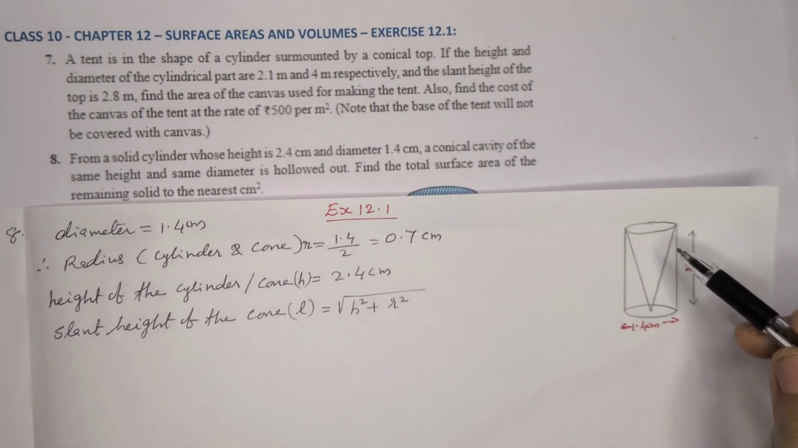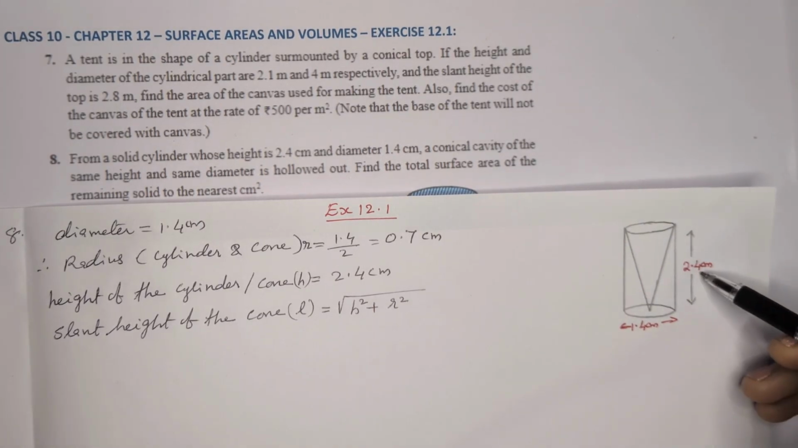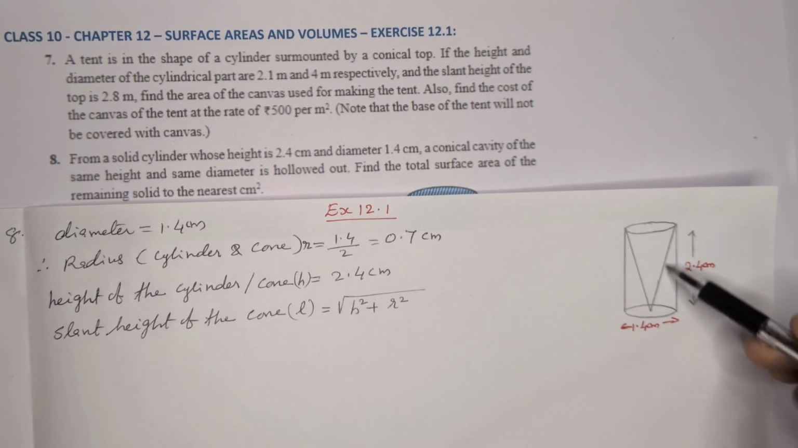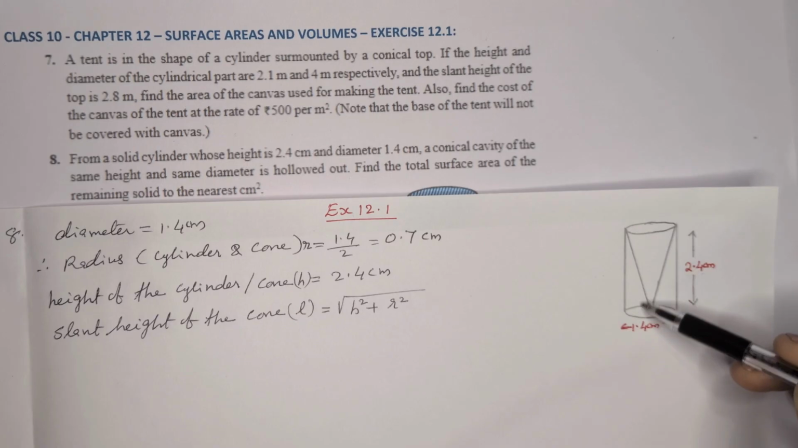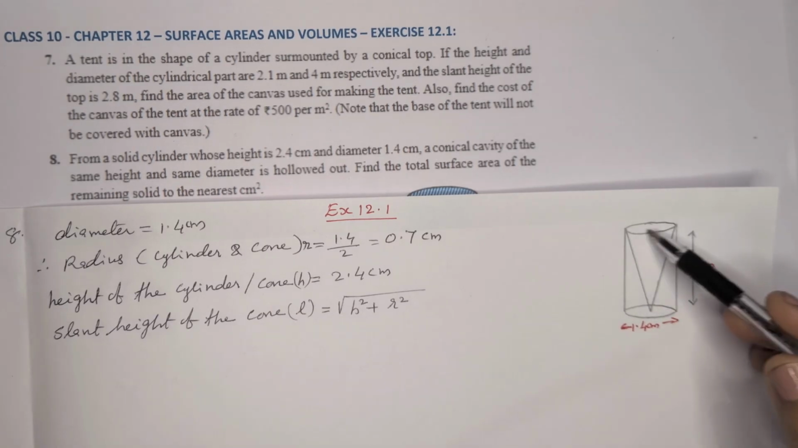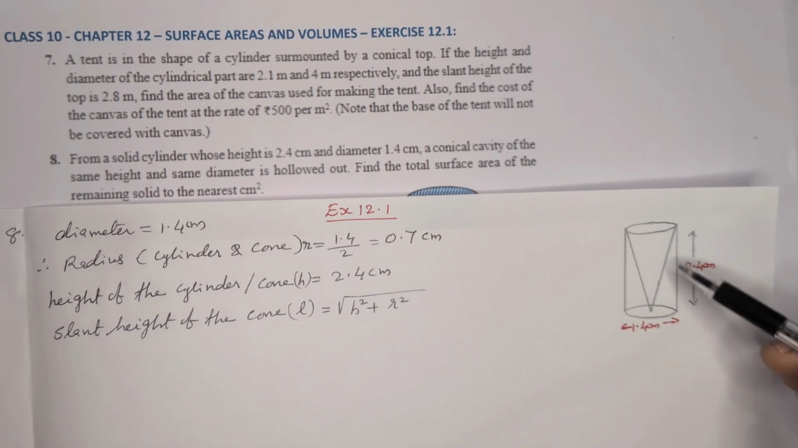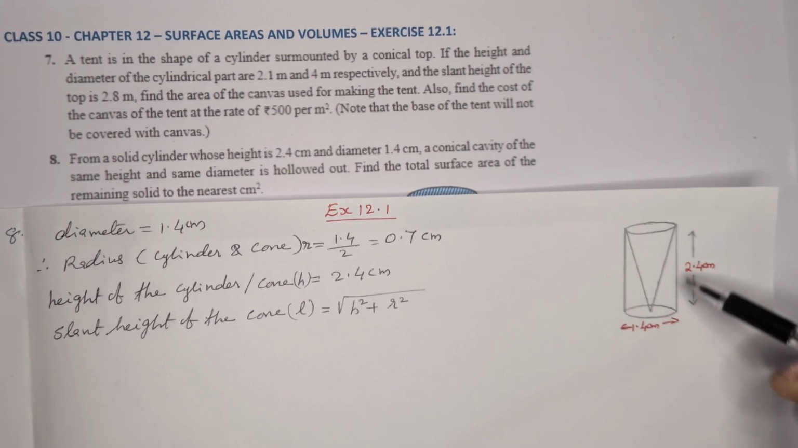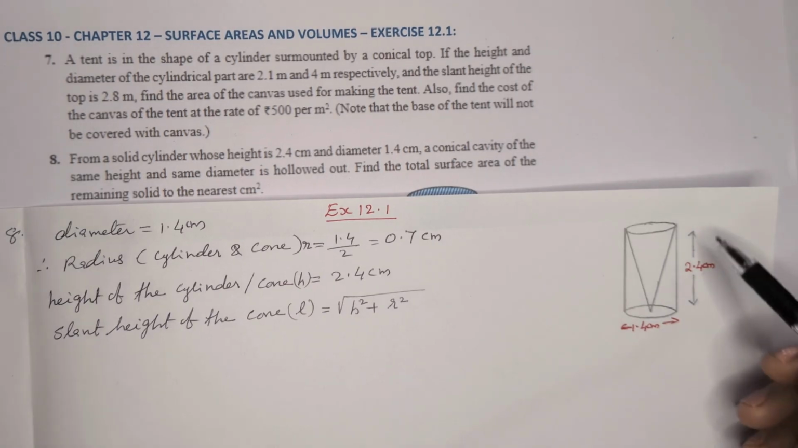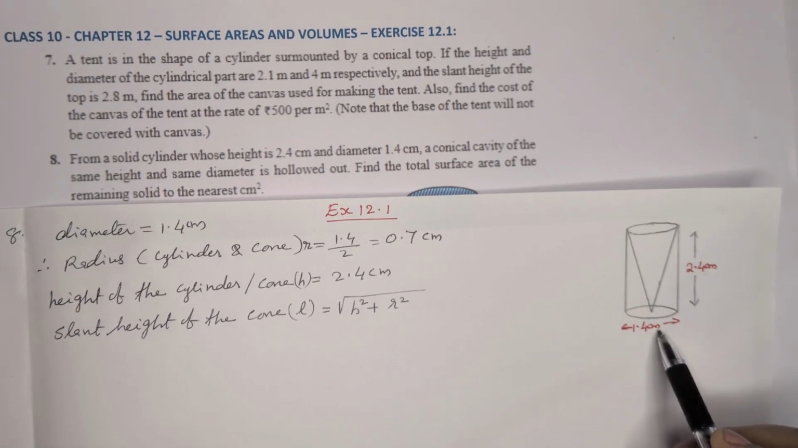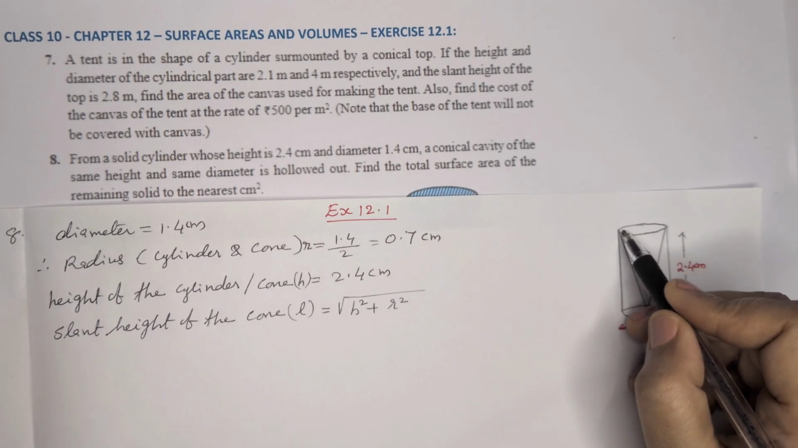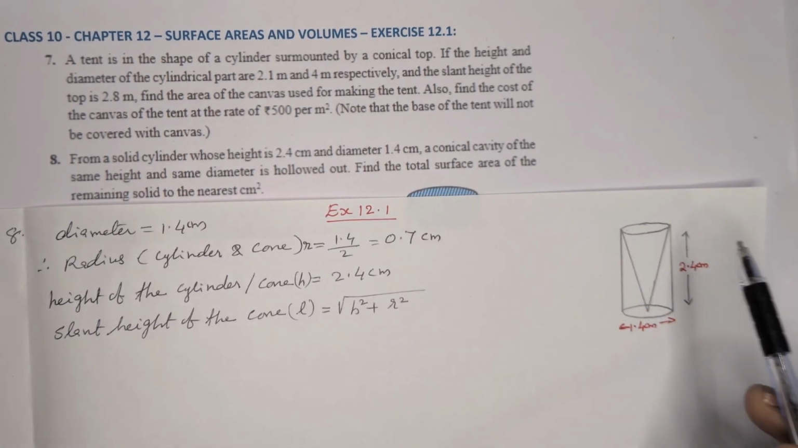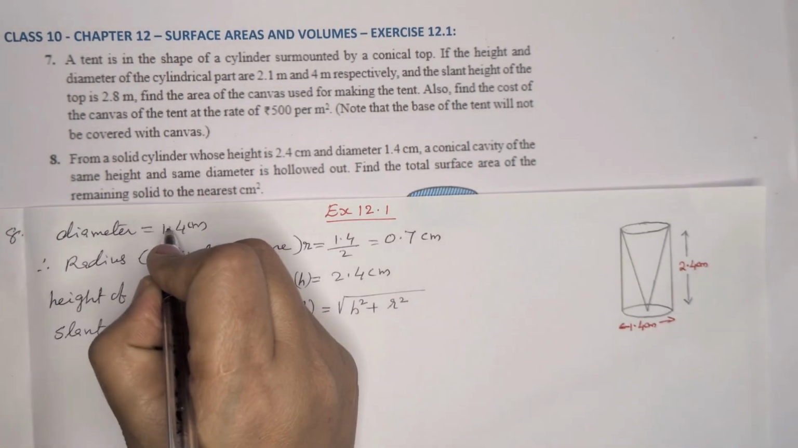Question number 8. From a solid cylinder whose height is 2.4 centimeter and diameter is 1.4 centimeter, a conical cavity of the same height and same diameter is hollowed out. Find the total surface area of the remaining solid to the nearest centimeter square. Now from here diameter is given 1.4 centimeter, that is same as for the cone also. So diameter of the cylinder is equal to diameter of the cone, which is equal to 1.4 centimeter.